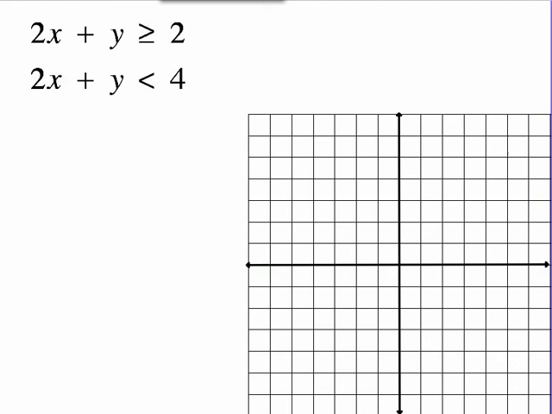What am I going to do on this next one? Subtract 2x from both sides. So I end up getting y is greater than or equal to negative 2x plus 2. What is my slope? Negative 2. What is my y-intercept? 2. Okay, so I've got a dot at 2, a slope of negative 2, which means down 2 over 1. Am I going to use a solid or a dashed line here? Solid.